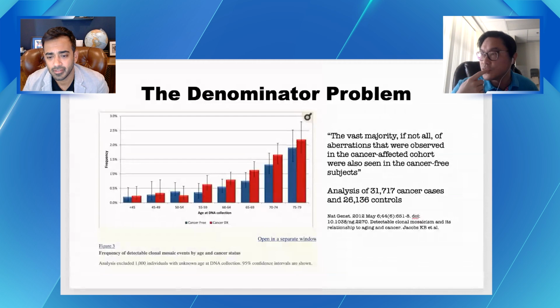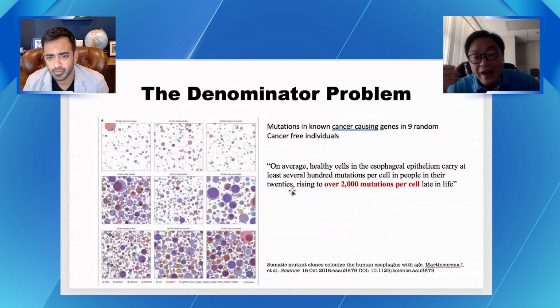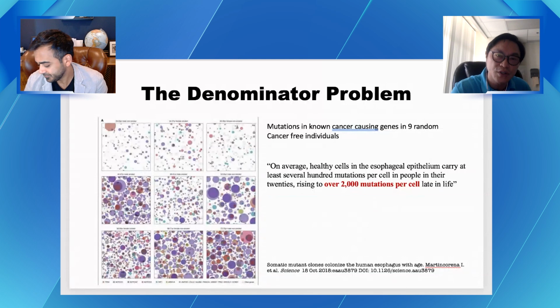And again, this was covered in the New York Times as well. This was in 2018. What they did was they took cancer-free individuals and sampled them, and they took normal esophageal tissue that was there for a different reason. And what you see is the number of mutations. As you get older, you get a bunch of mutations. A few hundred mutations per cell in their 20s, late in life about 2,000 mutations per cell. So you get the same mutations in these known cancer-causing genes, otherwise known as proto-oncogenes or oncogenes, like how we learned it. You have the mutations in those oncogenes, but you don't get the cancer.